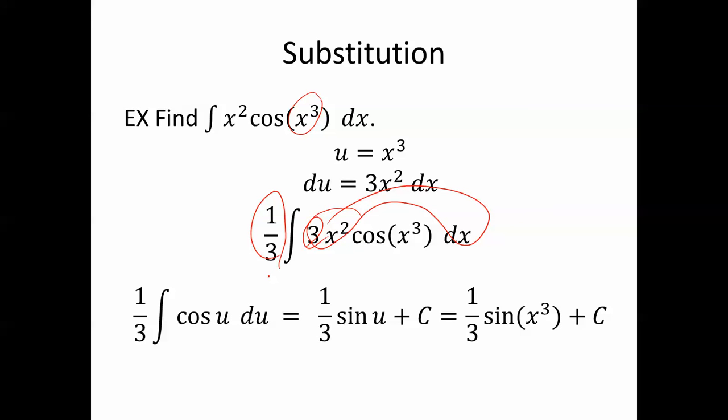The antiderivative is going to be 1/3 sine u plus c, which in other words is 1/3 sine x cubed plus c.